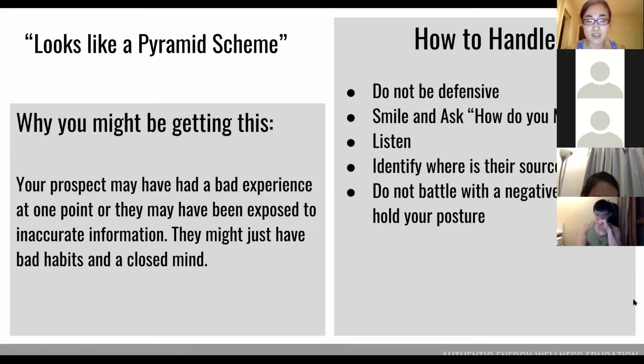Anyone else got anything else to share about this one? Because this is very common. Everybody's bound to come across this kind of objection.